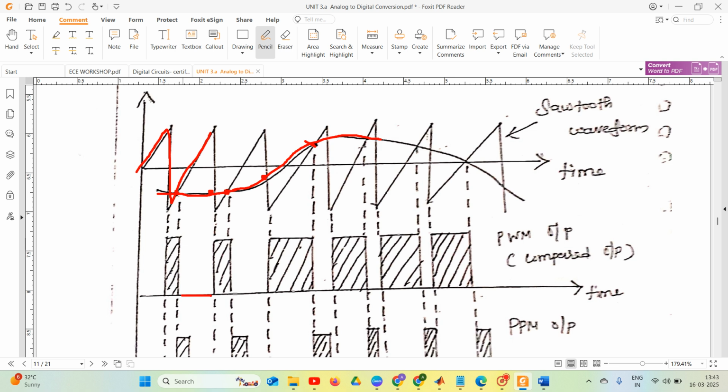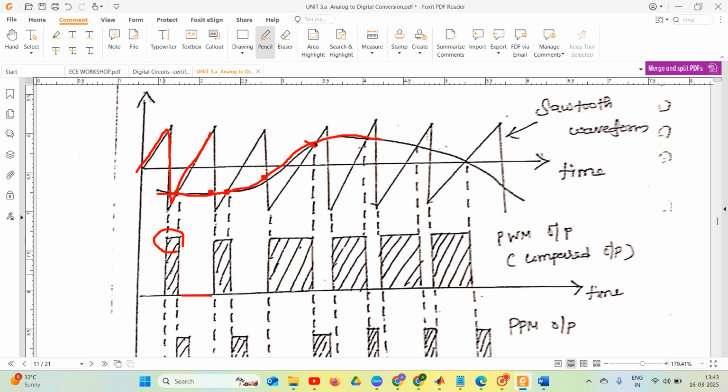So I will generate the PWM signal only when my sawtooth amplitude is less than the modulating signal. Then only I can generate the PWM output. Otherwise, my output is 0. See here, my sawtooth amplitude is less than my modulating signal, so I am generating the pulse width varied modulated signal.